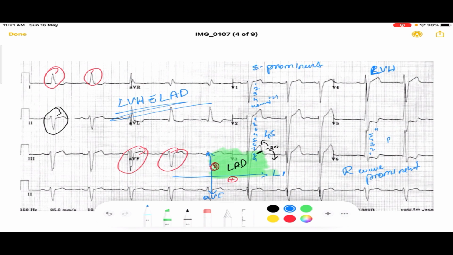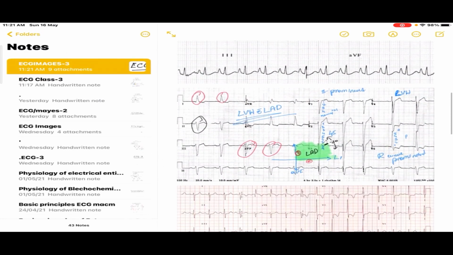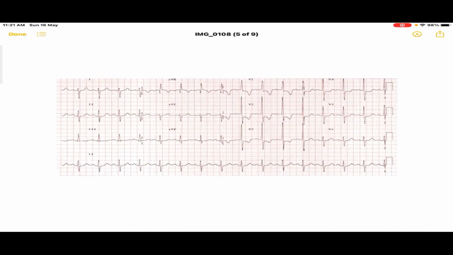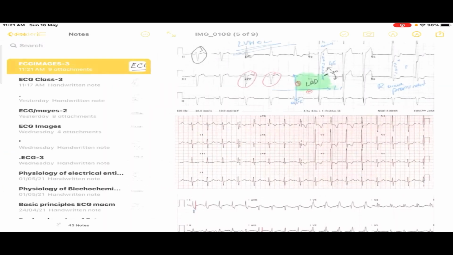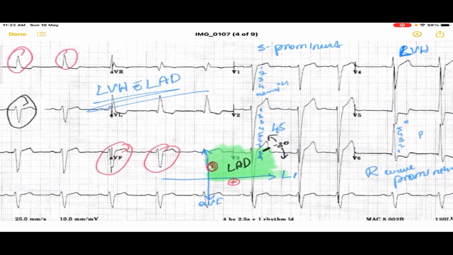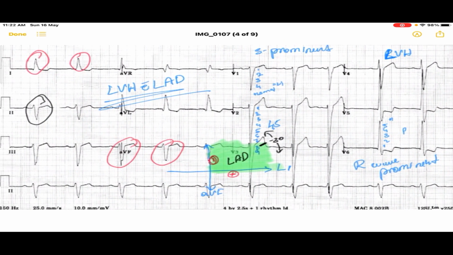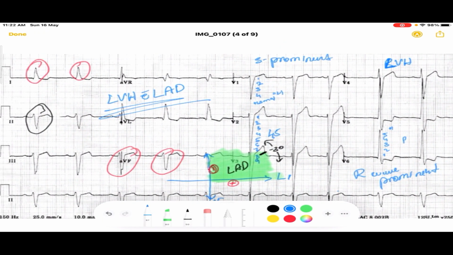So we'll see the next ECG. And one more thing, see for strain pattern. As I told, in left ventricular hypertrophy, the strain pattern is seen in V6. So you can see the strain pattern in V6. So the T wave strain pattern is present in V6.